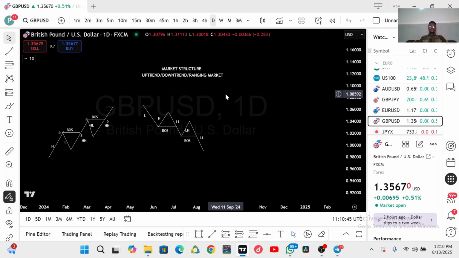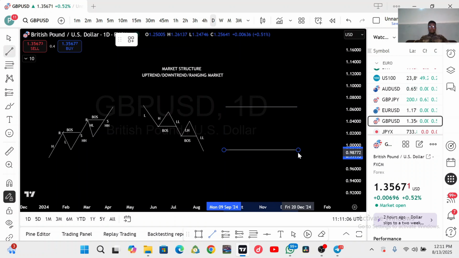Then let's see what a ranging market is. Just like we defined a ranging market, we say neither the buyers nor the sellers are in charge of the market. So let's see what it is, right? Nobody is in charge. So assuming we have a resistance, then we have a support level, imaginarily, right? So this is what a ranging market looks like. It's neither breaking this resistance nor breaking this support. It's not doing either of these two.